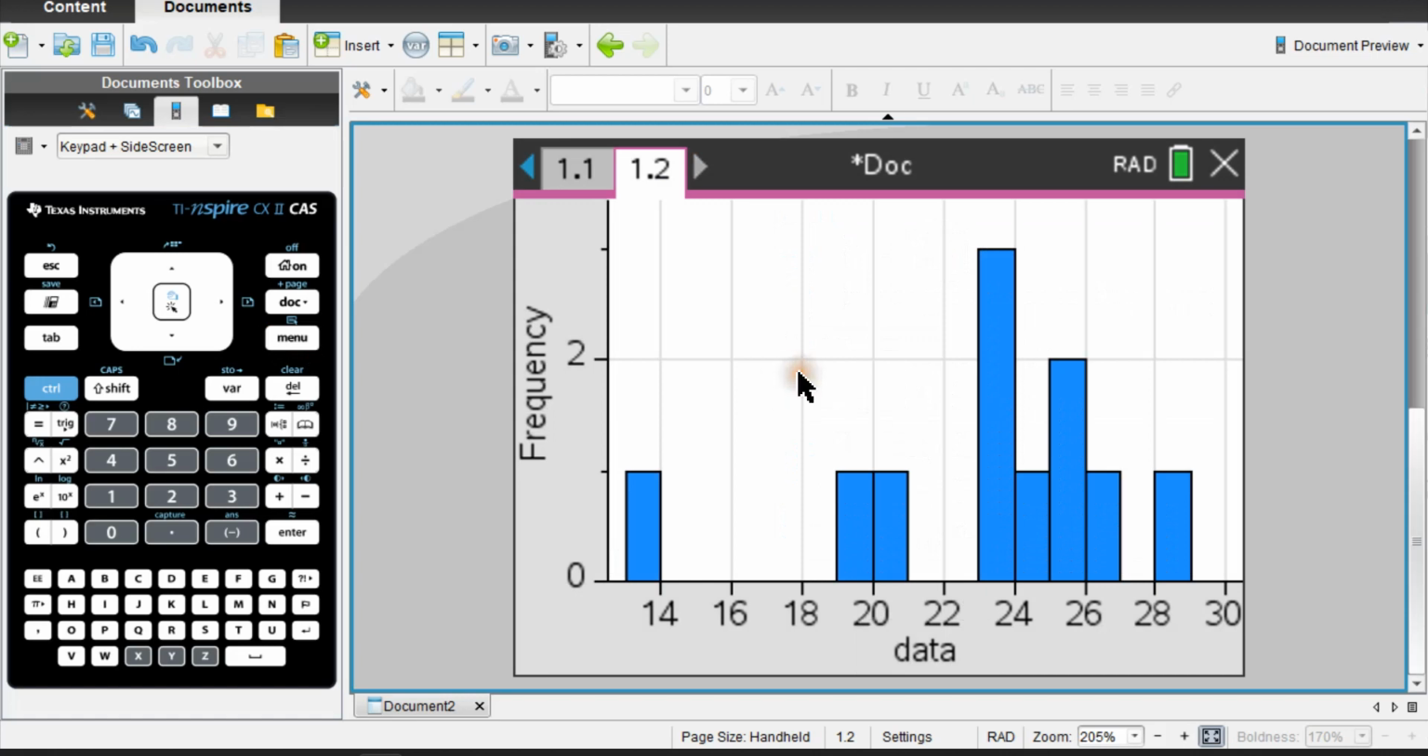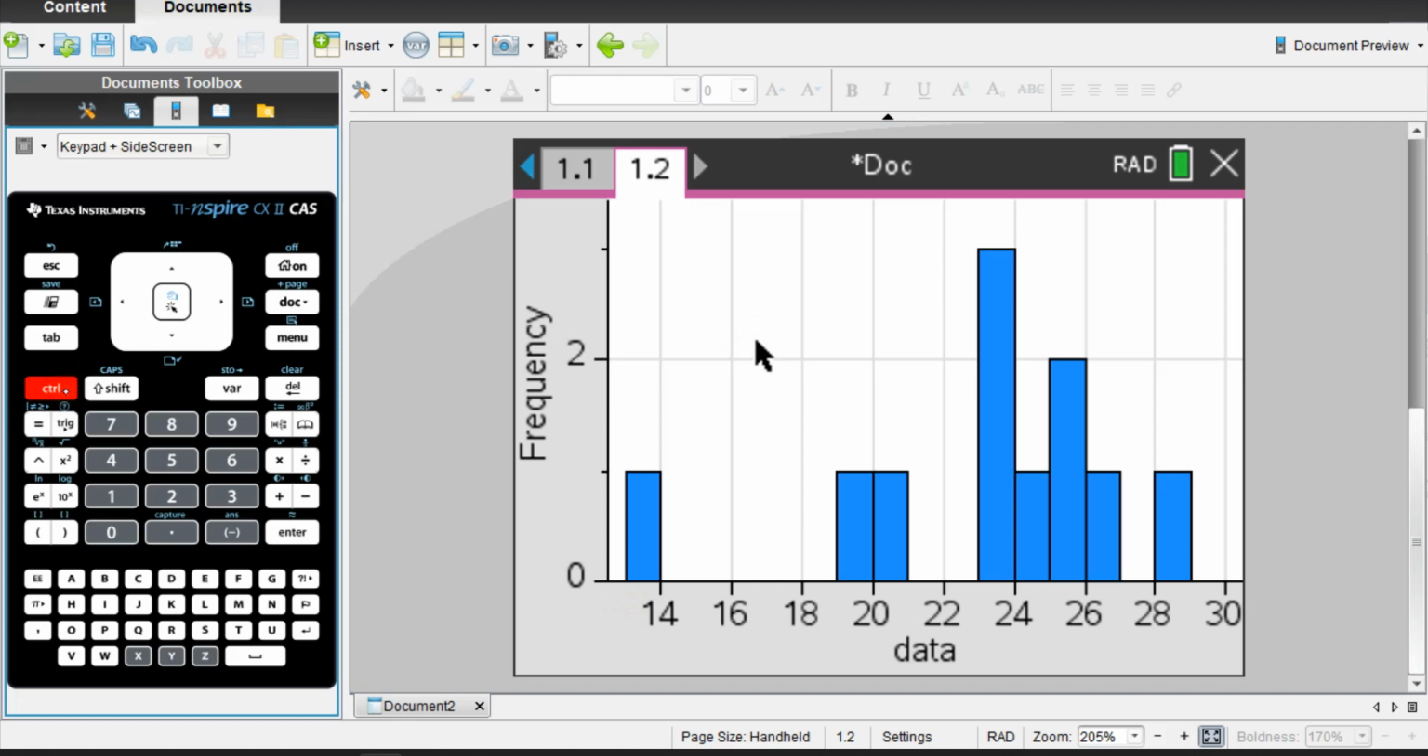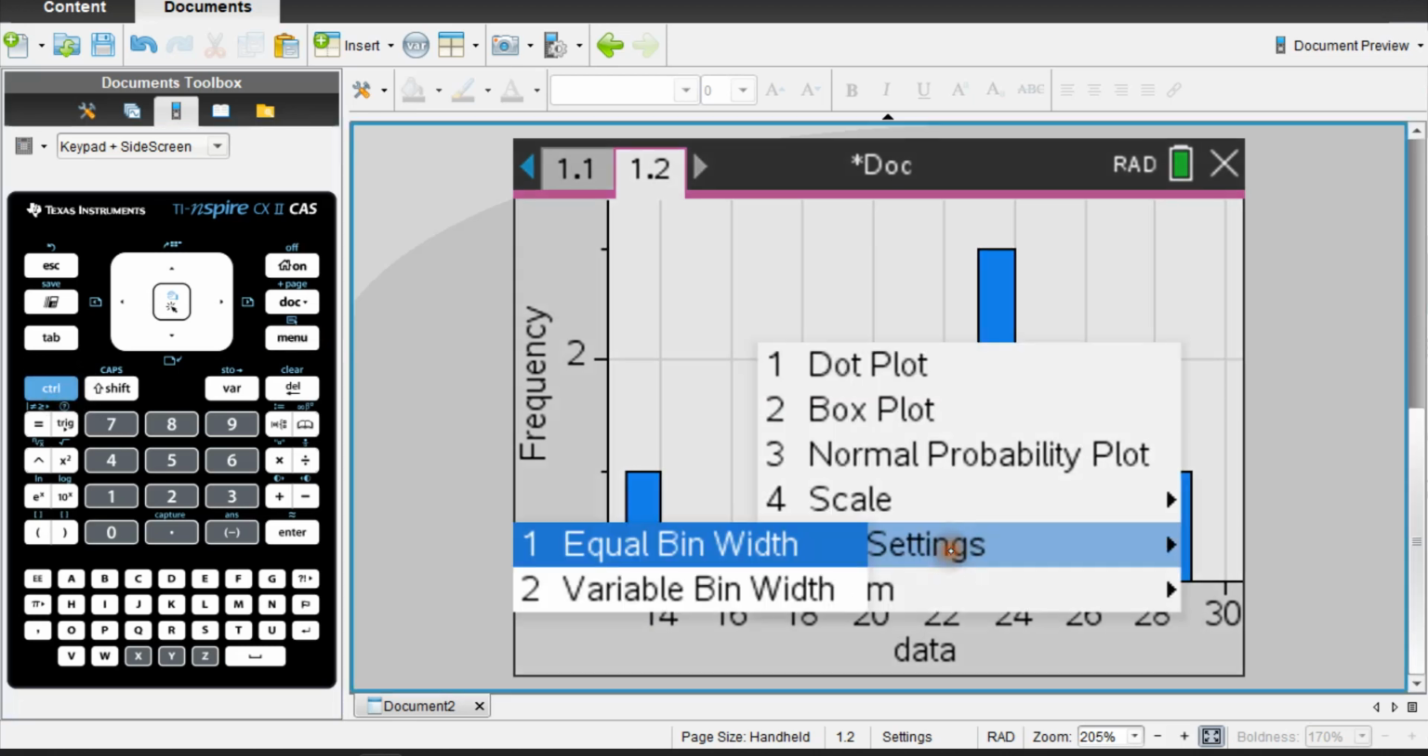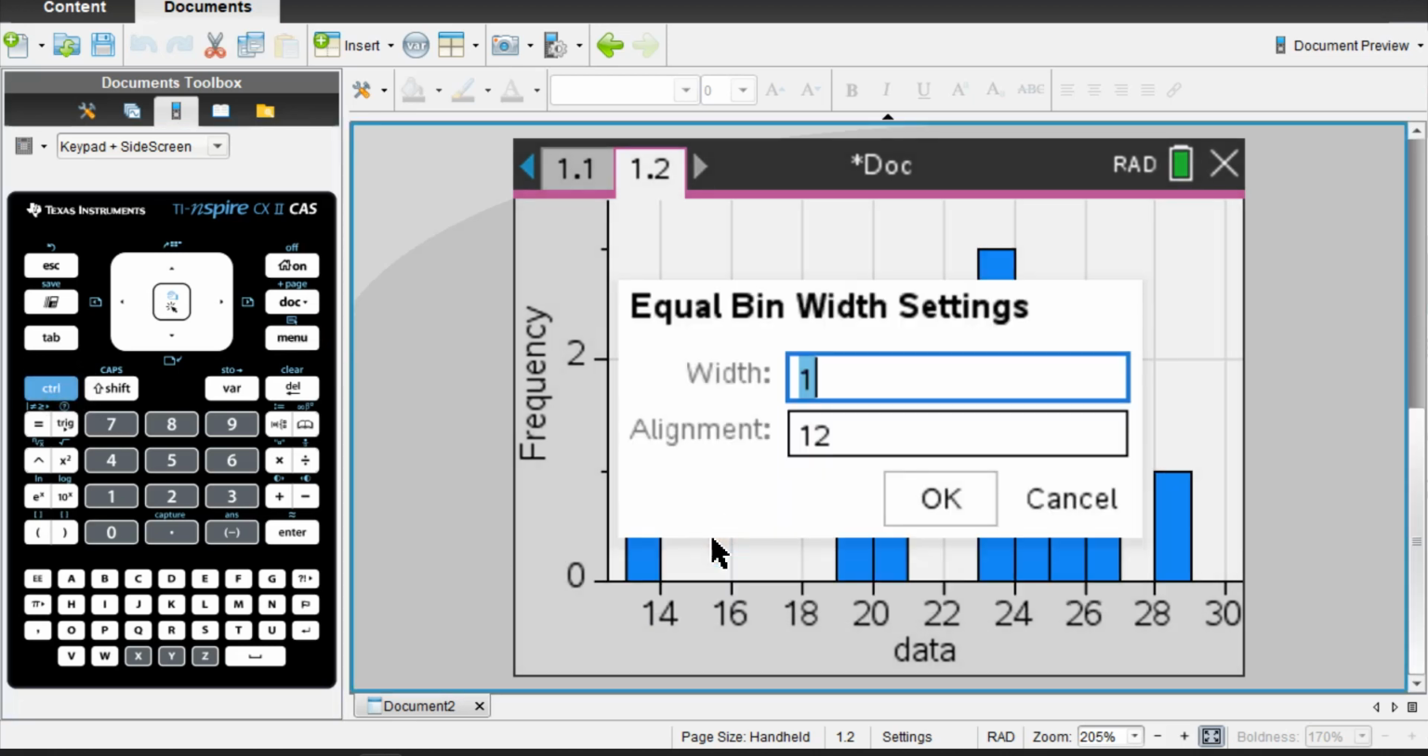If I wanted to do the frequencies or the intervals, let's see if this works. Control menu. Okay, bin settings. Again, this is something that we did in term 1, so if you wanted to watch that video again to get a recap on how to do this, that'd be great. But this is talking about the intervals.